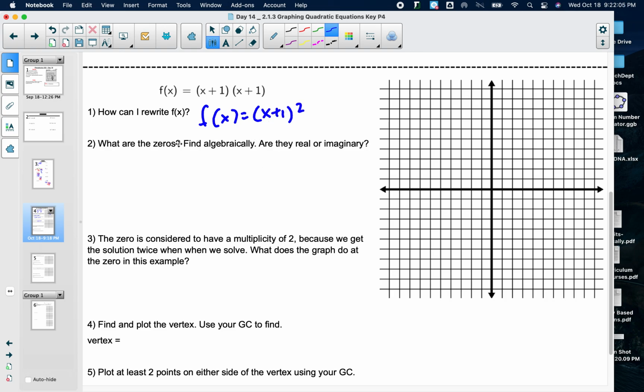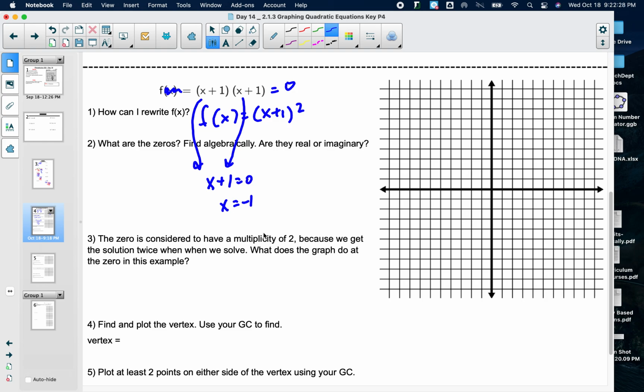Okay. Now, what are my zeros? Same idea as above. I set the function equal to 0, and then I solve, and you'll notice that I get the same solution. So no matter what I do, I should get x plus 1 equals 0, and then x equals negative 1. So I only get 1 zero here, and I get it twice.